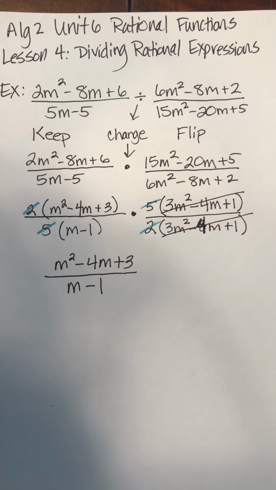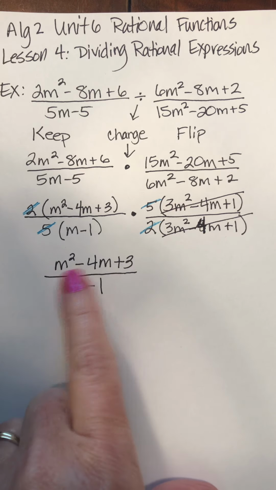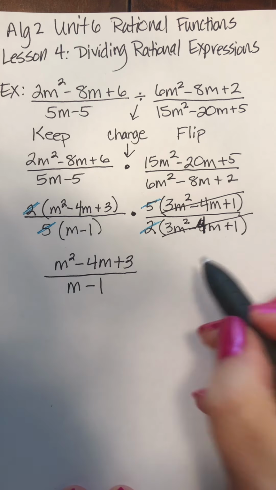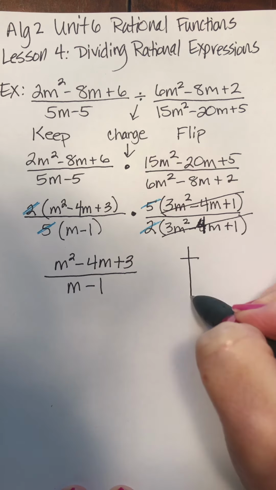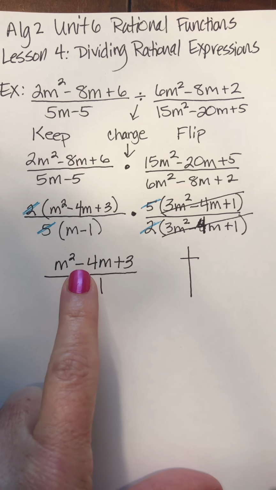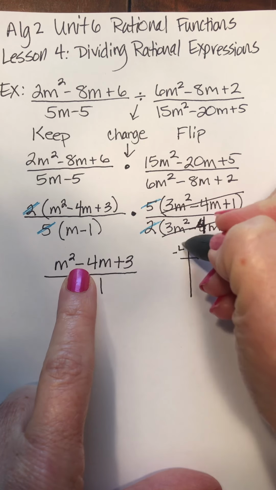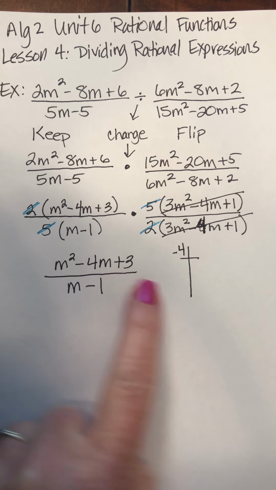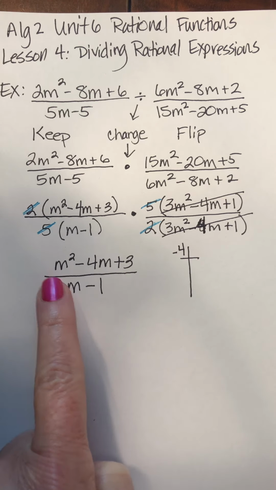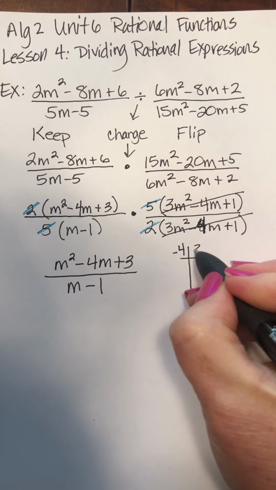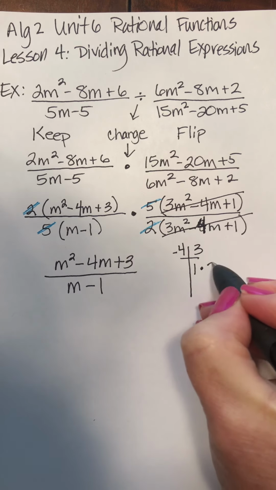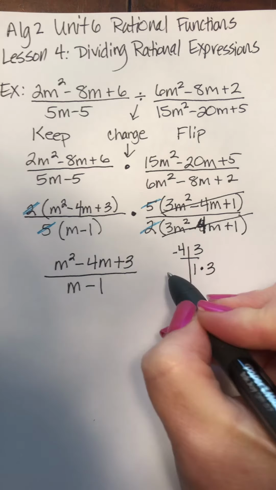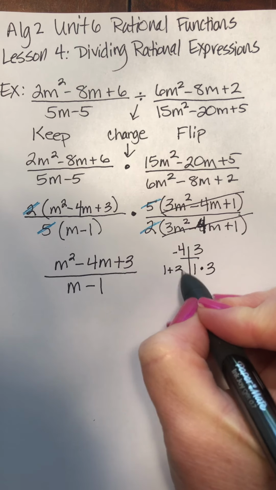So now is where I'm going to look at possibly factoring this one more time. It's a trinomial, so I'm going to use a t-chart. And remember, we use b, so negative 4 is going to go on this side. And we do a times c for this side. So 1 times 3 is 3. Well, the only factors of 3 are 1 and 3. And I know if I add 1 to 3, I get 4.